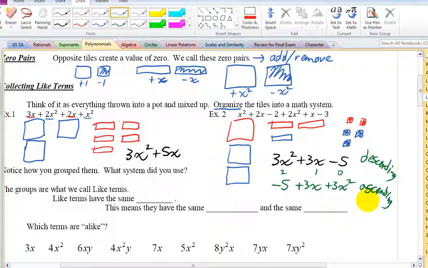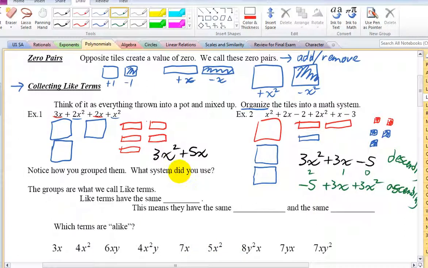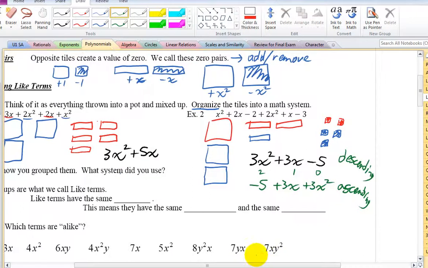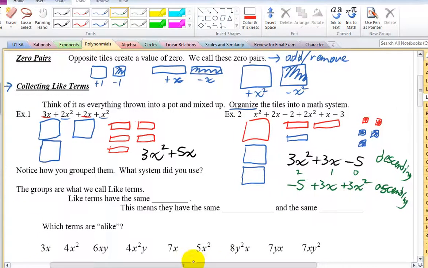Okay, any questions about that? Descending, ascending? Just reviewing that. Now, when you group them, what system did you use? Why would you put 5 minus 3x? Well, how many do you have here? What do you have? Negative 5. How many? And are your x's negatives? Nope. That's right. So that's an important point. Keep the same sign. Your coefficient will never lose its sign. Otherwise, it's like you flip the tiles over. You shouldn't do that for no reason.